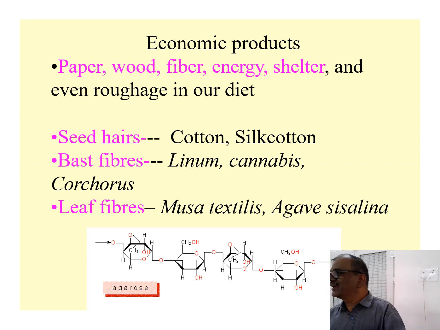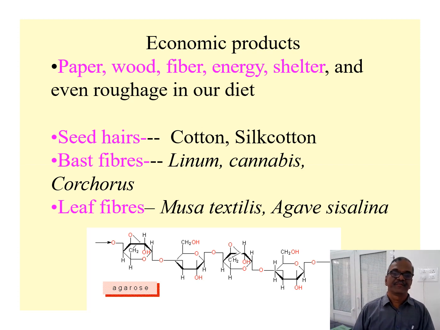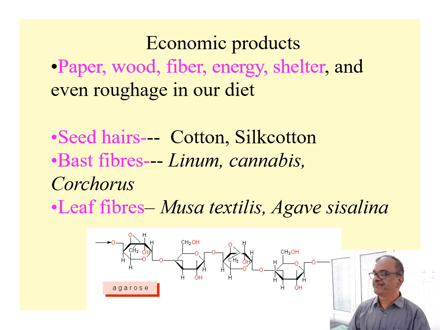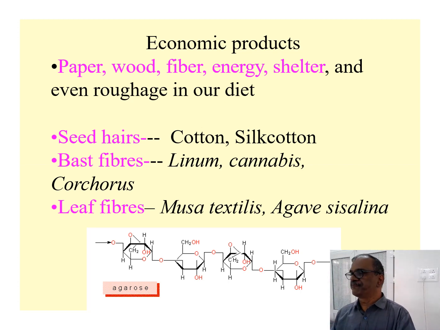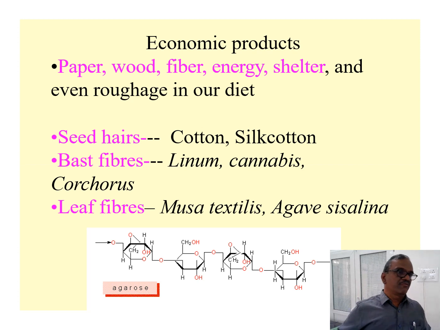Roughage. Okay, so the fiber rich food, if you are taking, that is good for satiation as well as for all kinds of good health. Okay, then seed hairs, that is also from cell wall. What is that? The cloth you are wearing is from cotton. Okay, that fiber is from cell walls of the plant.